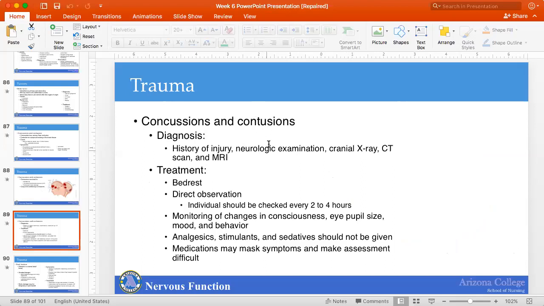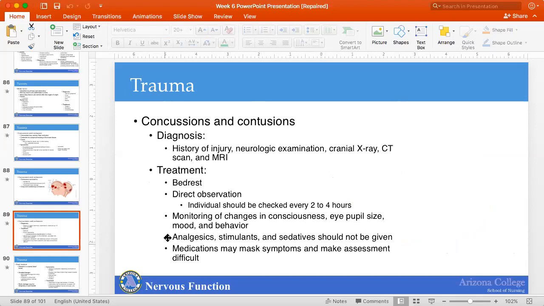Diagnosis would be history of injury, a neurological examination, and then other imaging techniques. Treatment initially, especially if it was very severe, would be bed rest and direct observation. Individuals should be checked every 2 to 4 hours, monitoring for changes in consciousness, eye pupil size, mood, and behavior.